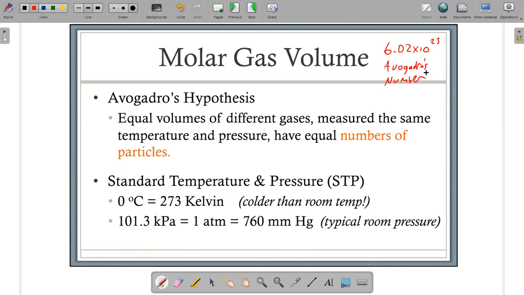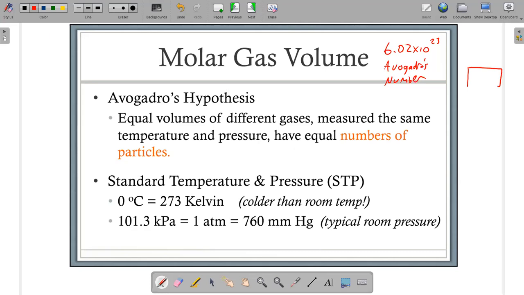It turns out that by studying chemical reactions involving gases, Avogadro noticed that as long as the gases had the same temperature and pressure conditions, the ratio of the volume of gases is the same as the molar ratio in the chemical equation, which means that every time you've got two different gases, as long as they're at the same temperature and pressure, they have the same number of particles. And that's a really nice thing.